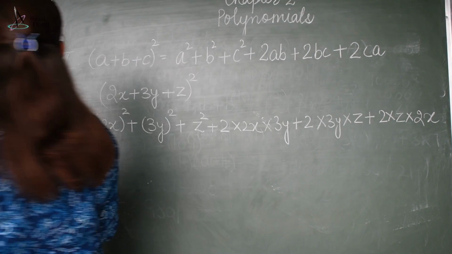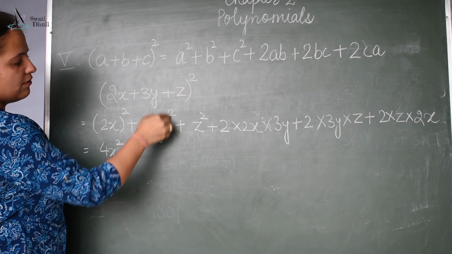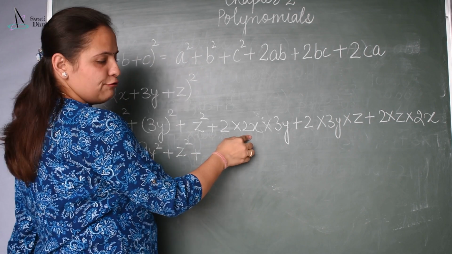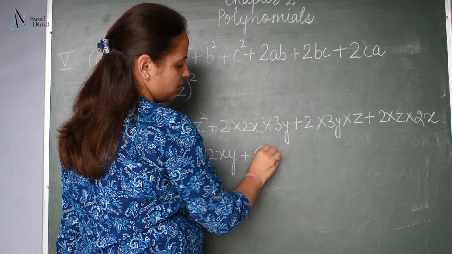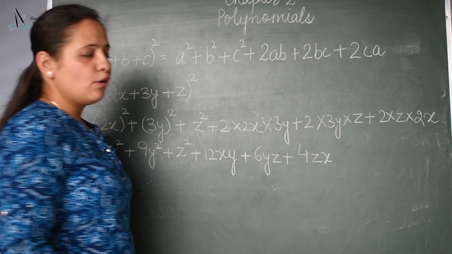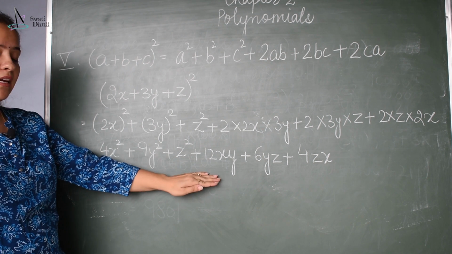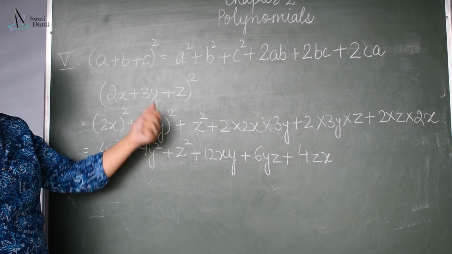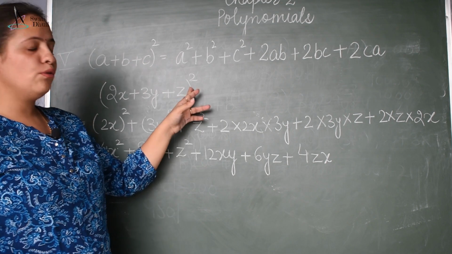Now we need to just simplify it. (2x) whole square is equal to 4x square, plus (3y) whole square is 9y square, plus z square, plus 2 2s are 4, 3s are 12, 12xy, plus 2 3s are 6, so 6yz, plus 2 2s are 4zx. So it can be asked that you need to expand it, or you will be given this algebraic expression and you need to factorize it. So you can do the reverse of it, then you will be able to factorize this term into this term.